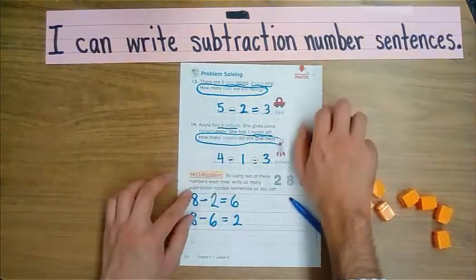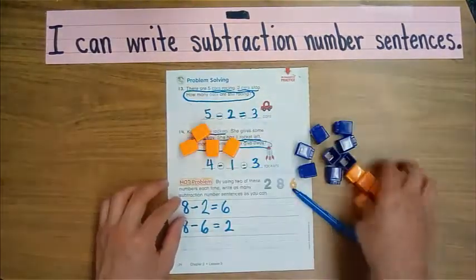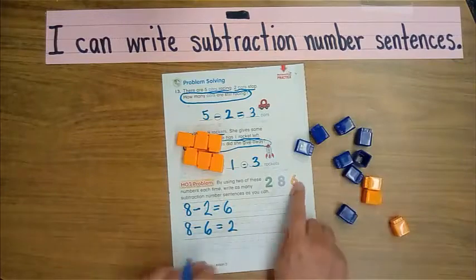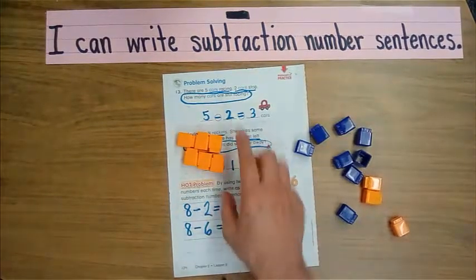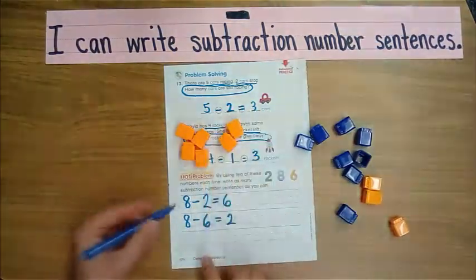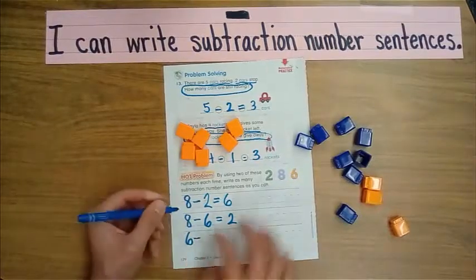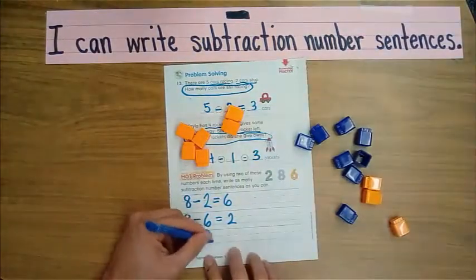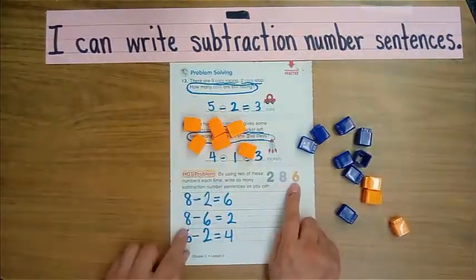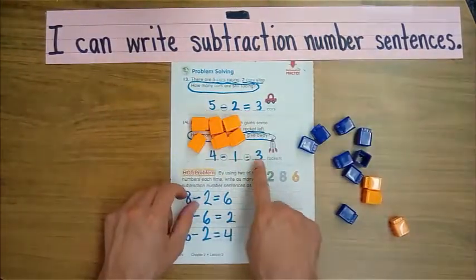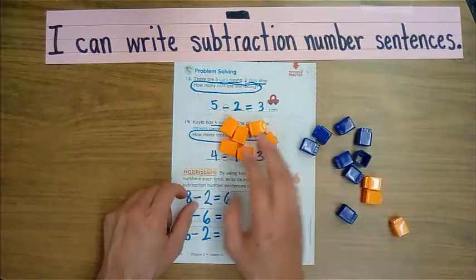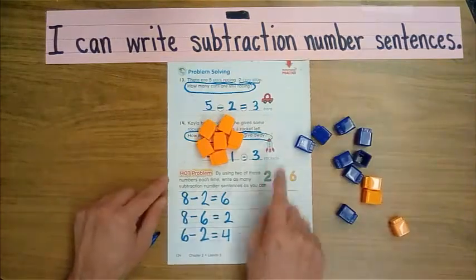Okay, so now let's try it with a 6. I'm going to put 6 blocks right here. So now I have 6 blocks. Can I take away 2? Let's see, 6 take away 2. Oh yeah, that works. 6 take away 2 equals 4. So I'm going to write that. 6 take away 2 equals 4. Okay, now let's see if I could take 8 away. 6 take away 8. Let me see. 6 take away 1, 2, 3, 4, 5, 6. I don't have enough. So I can't do 6 take away 8.